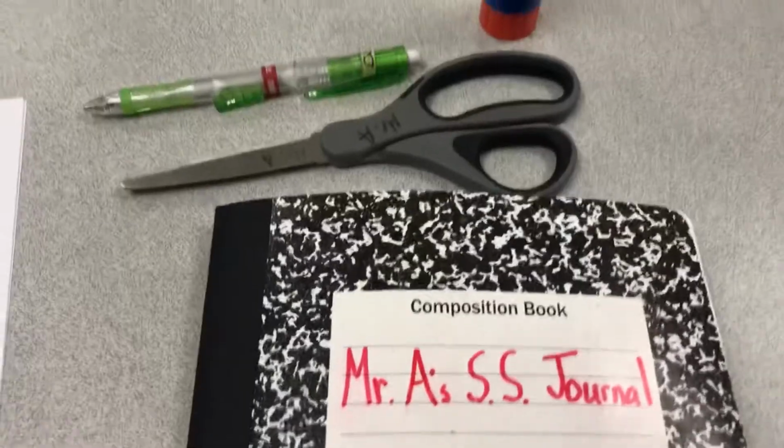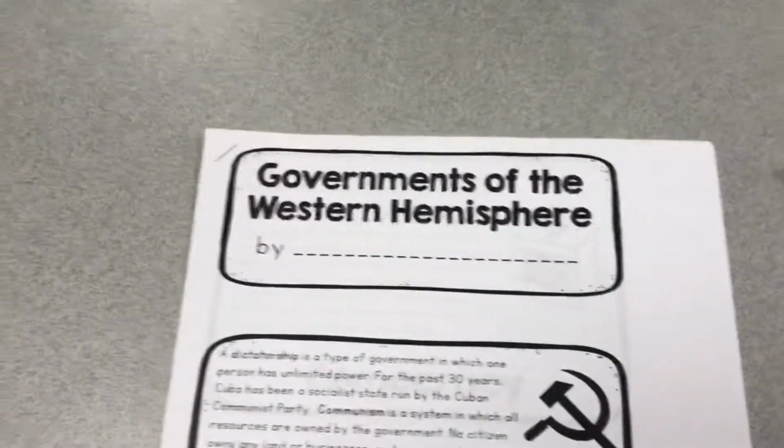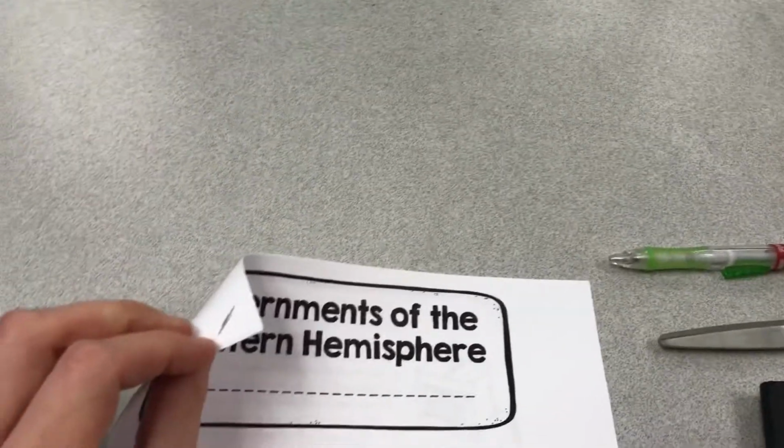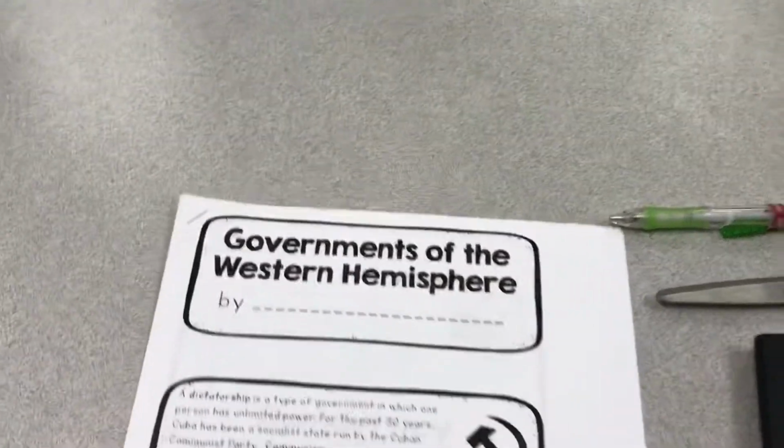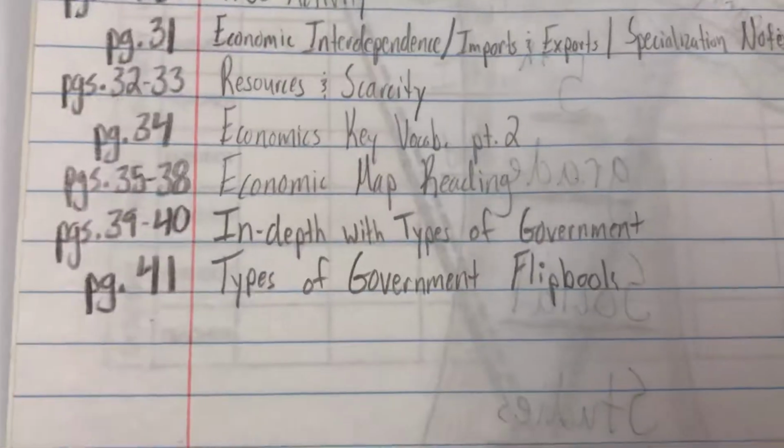All right, you need your journal, a pair of scissors, pencil, glue stick, and you're going to need this government flipbook packet. It does have a staple, so you are going to need all of the pages inside of that packet. So either get that from the mailbox system or the teacher nearest.